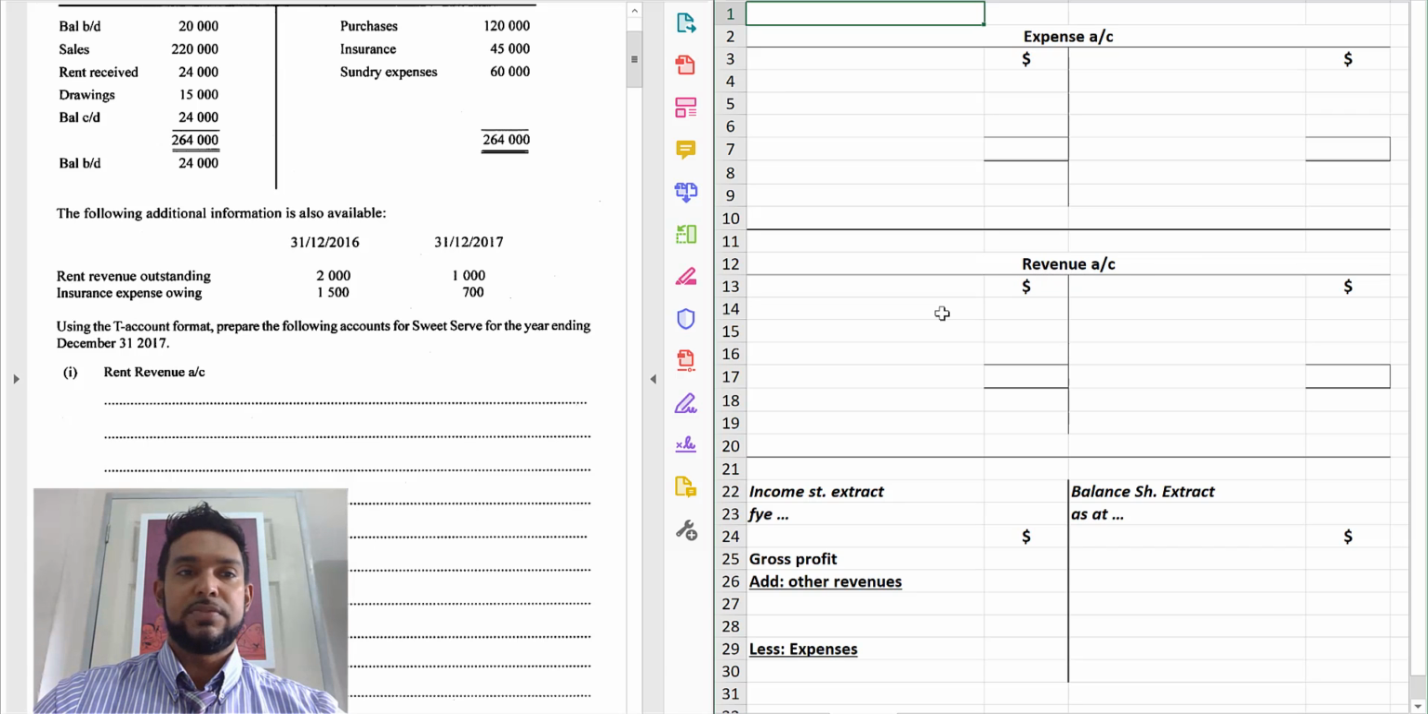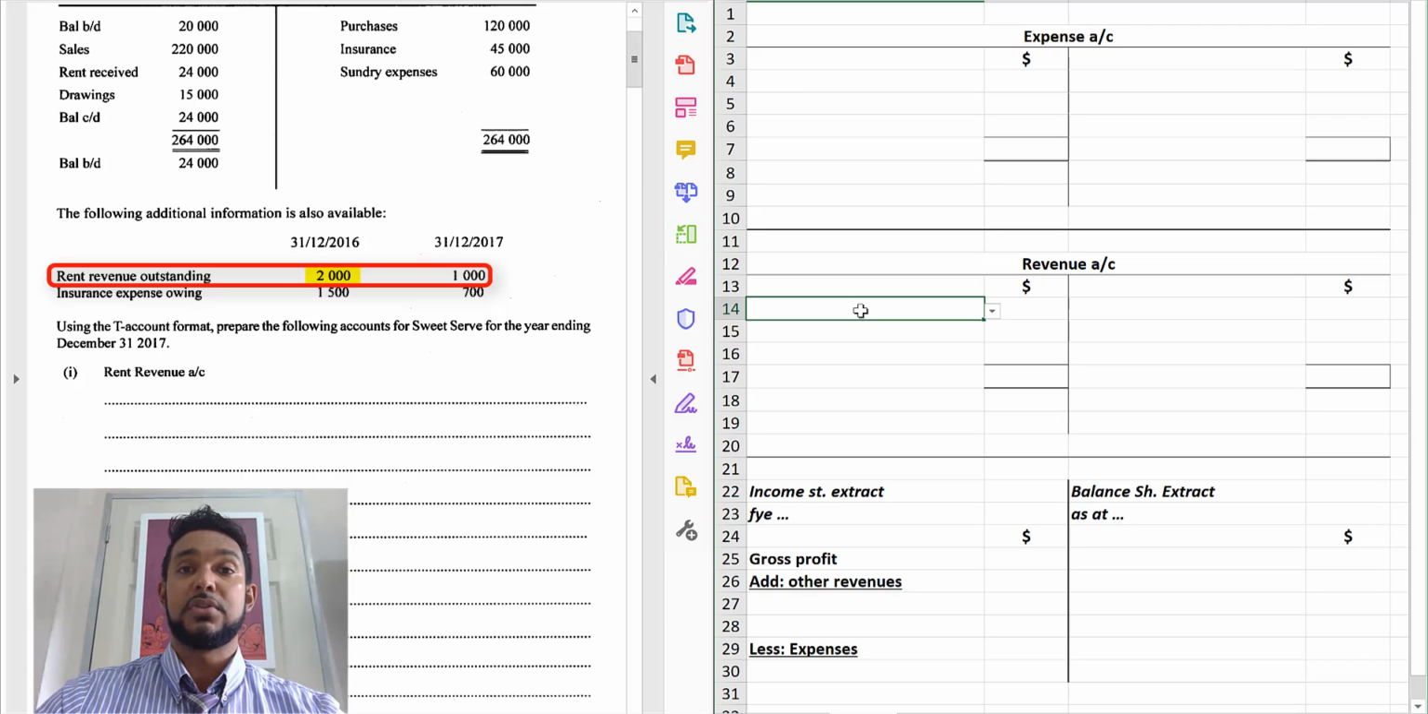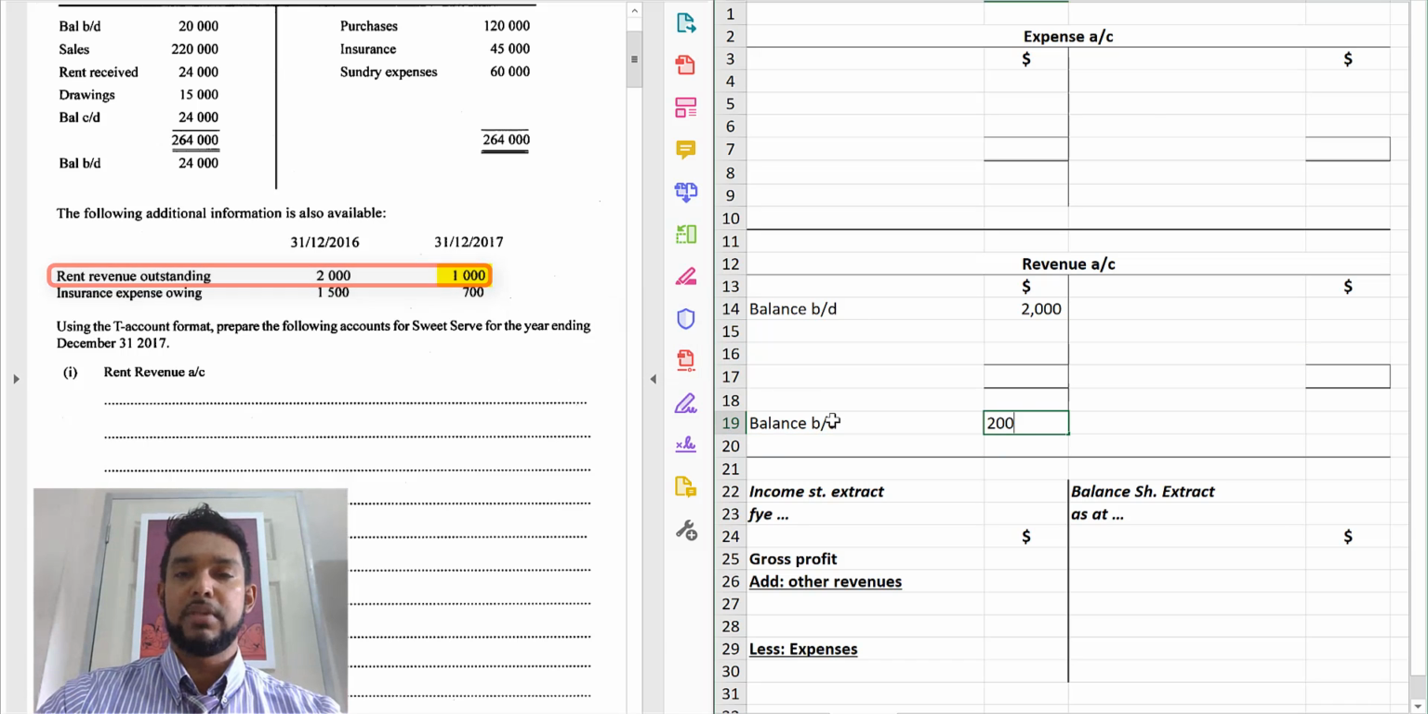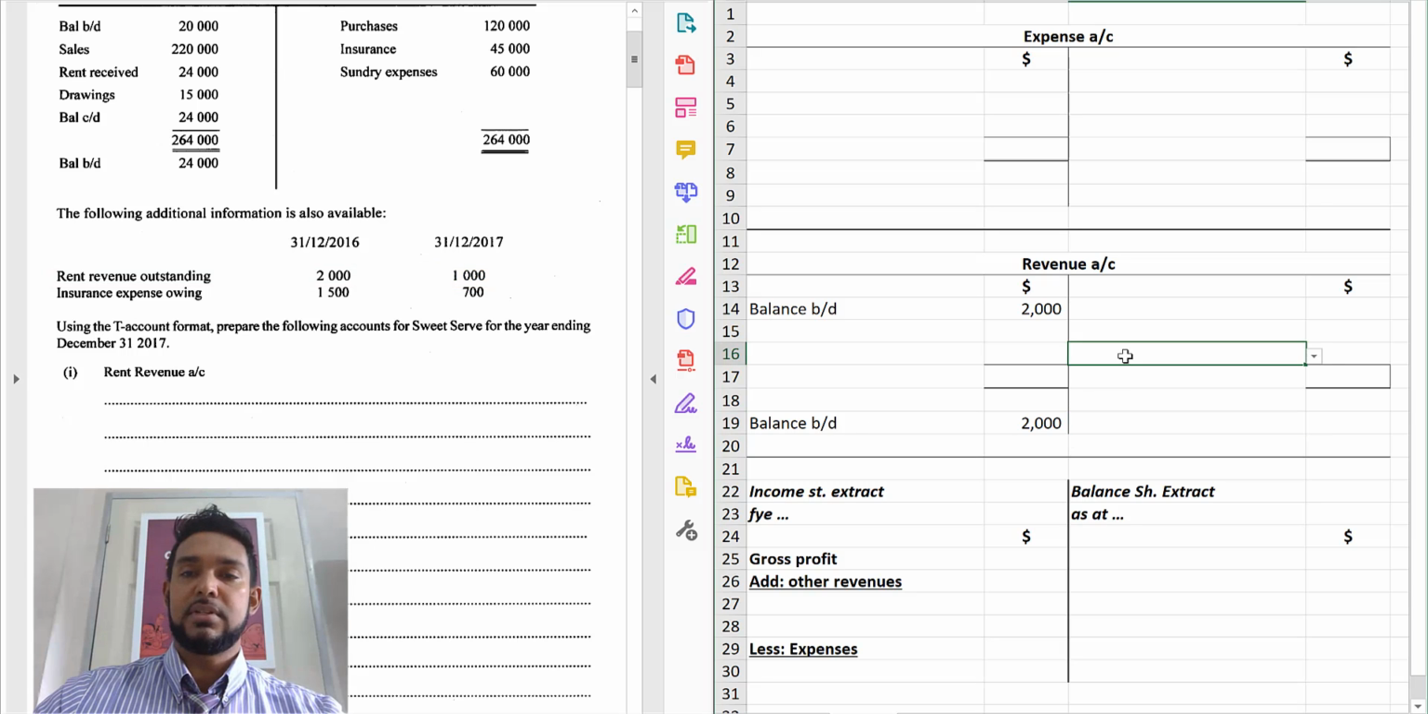First things first, do we have an opening balance? Rent revenue outstanding at start. Rent revenue outstanding and accrued revenue is a current asset that's going to have a debit balance. That's going to be $2,000. Next, we have a closing balance. It's also outstanding at end, so it's going to be brought down on the debit side. And to be brought down on the debit side, you have to be first carried down from the credit side.